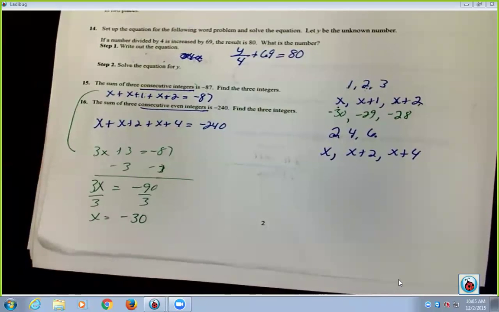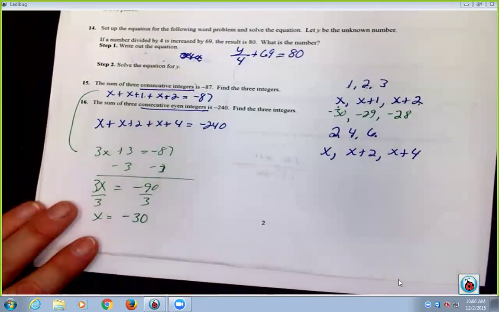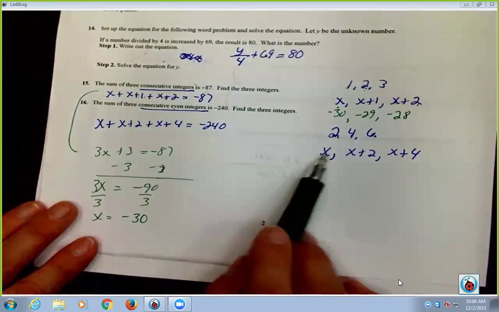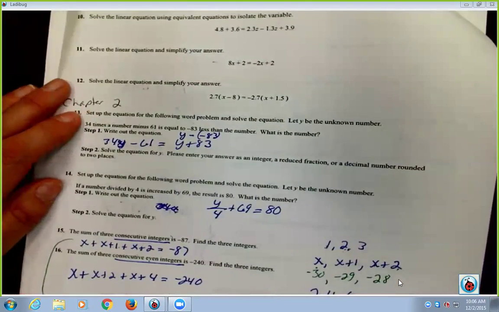And then we did the second one, which was 3 consecutive even integers. Again, if you can't remember this stuff, give yourself 3 consecutive even integers and figure it out from there. Does that make sense? Okay, good. All right, anything else on that page that you think we need to do?